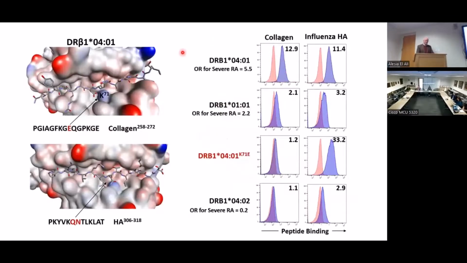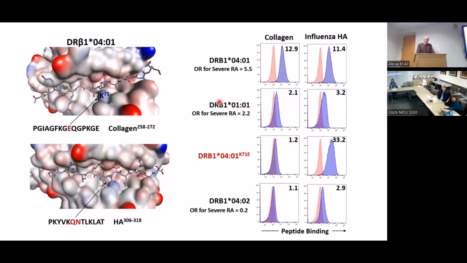So again, there's the 0401 that binds collagen very strongly and is associated with severe RA. Here's 0101 that binds collagen much less. It's still 2.1, so it's enough to stimulate T cells, but it's much weaker, and is not really associated with severe RA. It's actually associated more with a milder and sort of late onset RA.